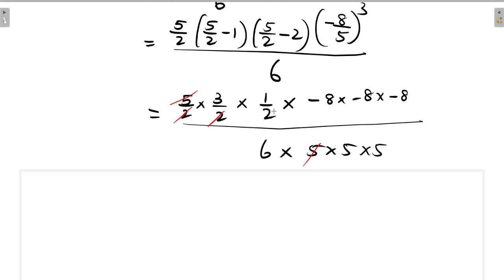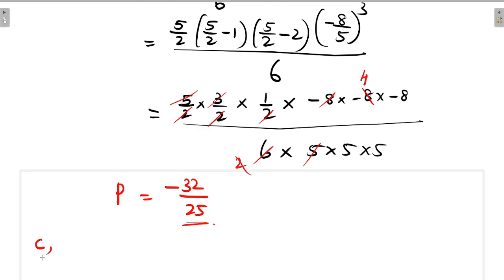These 2 here cancelled. Then this 3 is cancelled here 2. Then this 2 is cancelled, here is going to be 4. So p is equal to the final terms are 4 8s are 32. One of the term is negative, minus 32 by 5 5s are 25. This is the value of p.